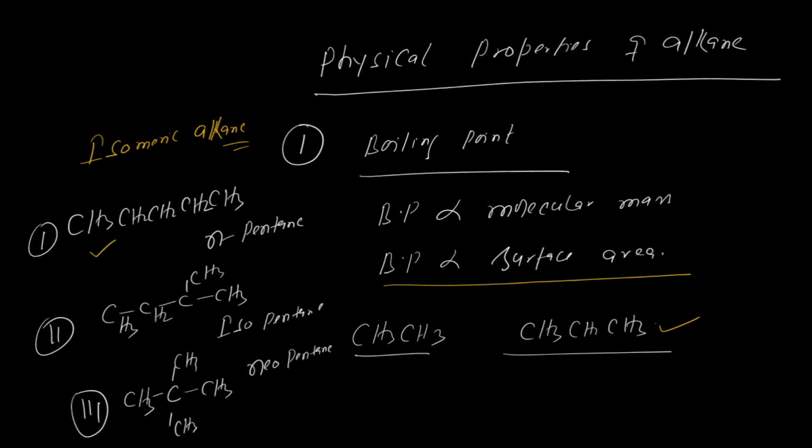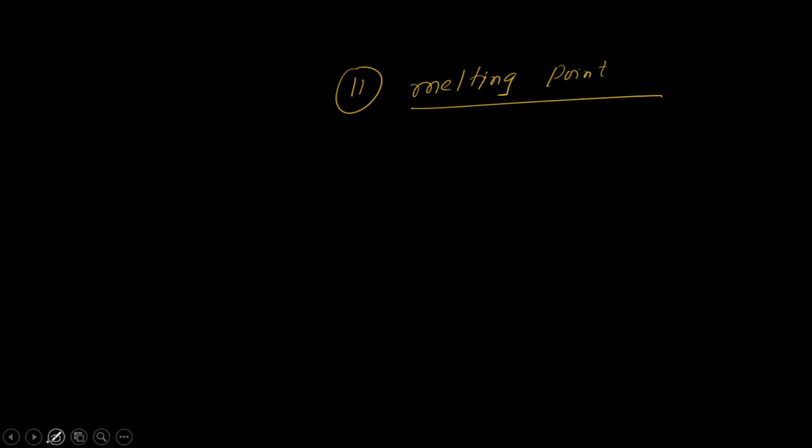Now have a look here. We have to discuss the next one, the melting point. So what's about the melting point? Melting point is also directly proportional to molecular mass. So the alkane which has more molecular mass will have a more melting point.